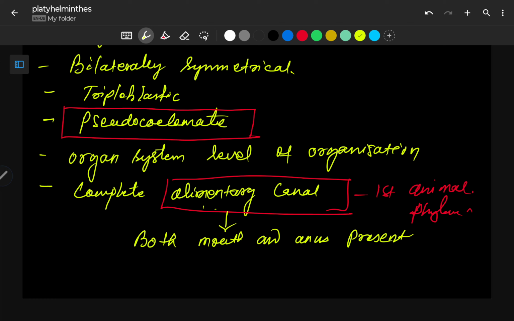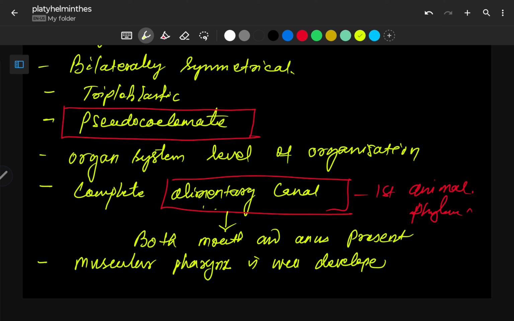Before this, all other phyla have only one opening of their digestive system, which acts as both mouth as well as anus. But this is the first phylum where both anus and mouth are present. And another most important characteristic is that the muscular pharynx is well developed. So all these are important characteristic features of the digestive system. These are the unique features.